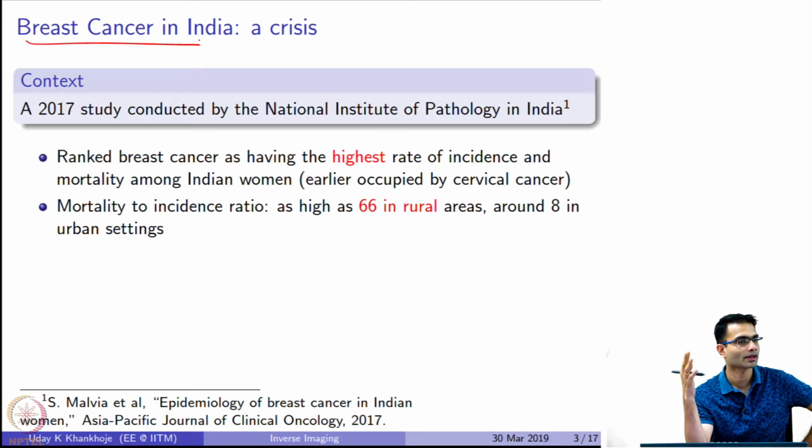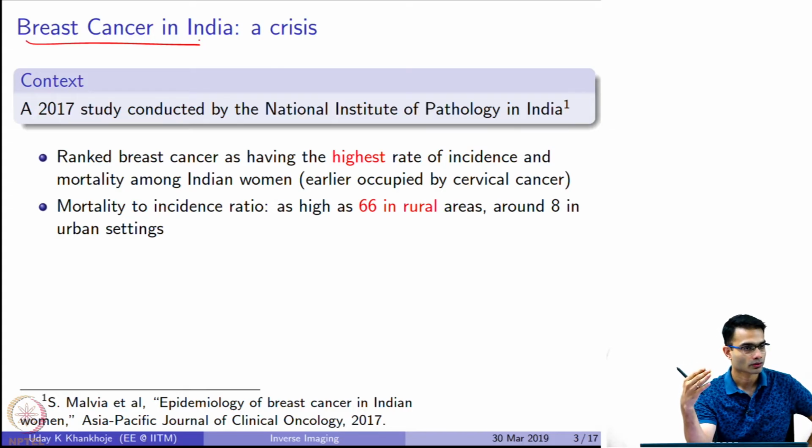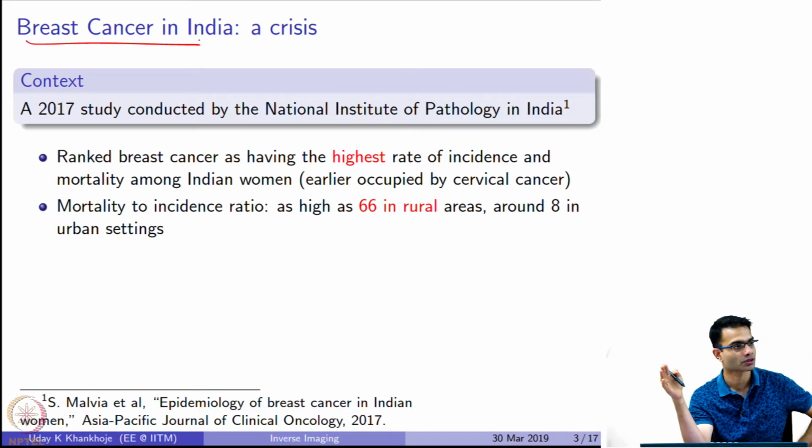And we have all heard amongst our extended families and friend circle, someone or the other has got it in recent times. And what is very alarming is that there's a ratio called mortality to incidence. So that means if 100 people got this disease, how many died? So that number in rural areas is very large, 66. In urban areas it's much less, it's 8, right? There's a huge difference between rural India and urban India.